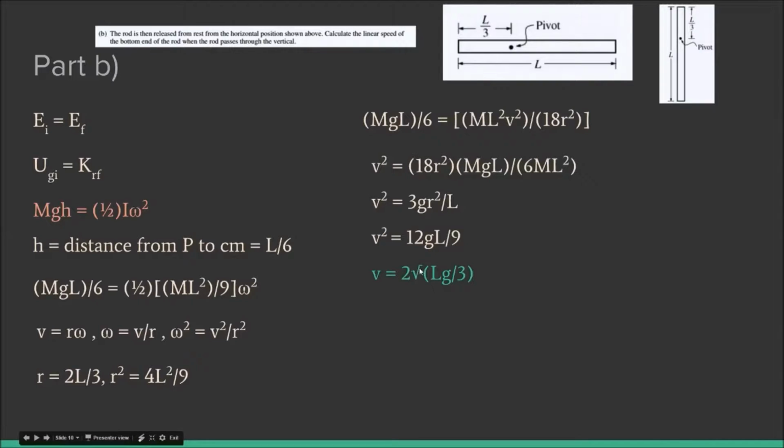The only things that are kind of tricky about this are knowing what h is and knowing what r is in your equation. Just know that h is the distance that the center of mass travels downwards during the time interval. And r, since you want to analyze the speed of the bottom of the rod, you need the radius or the length from the pivot to the bottom of the rod.